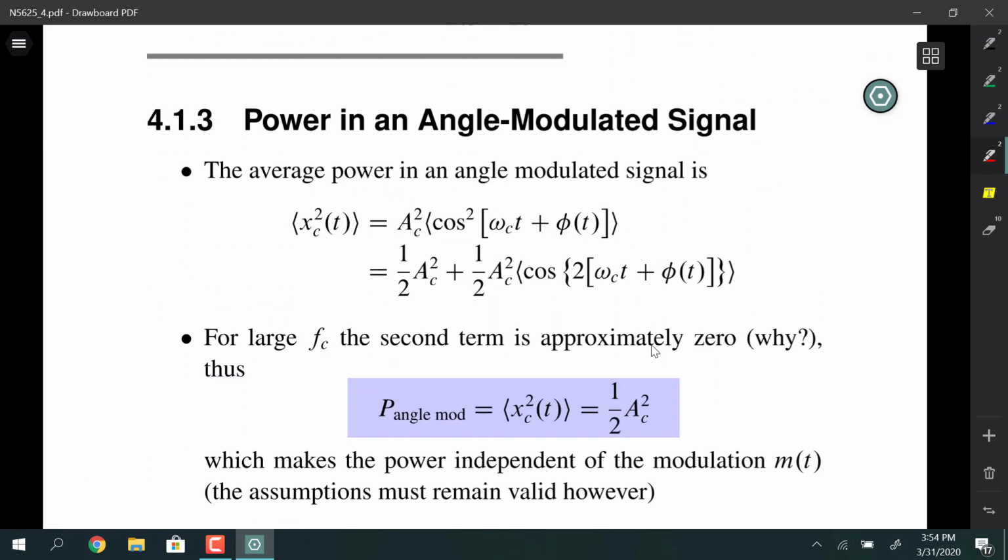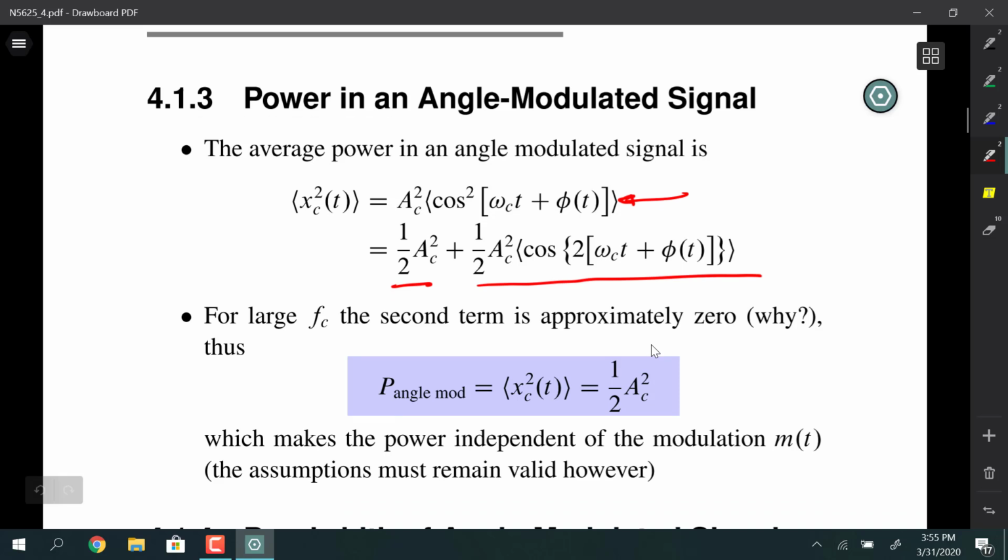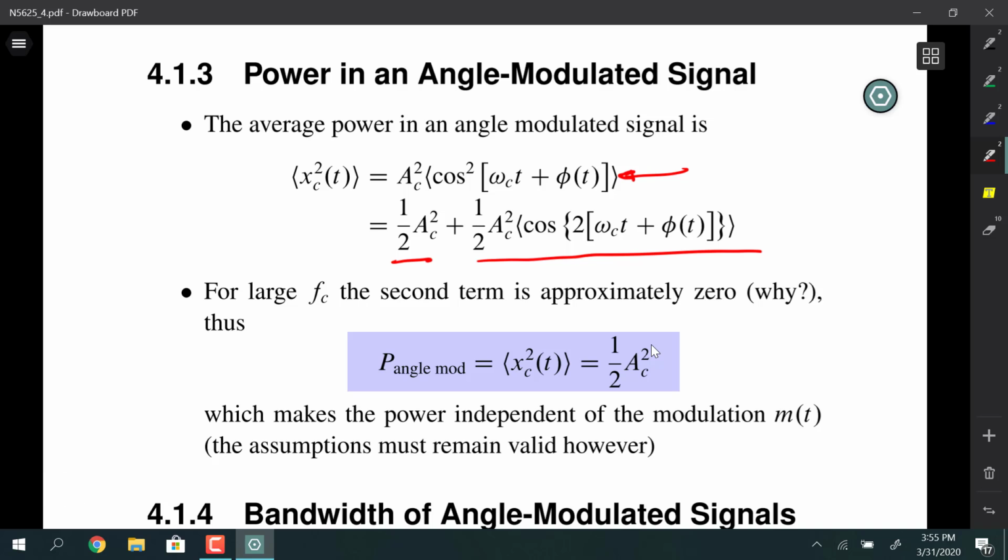Next question is, what is the power in an angle modulated signal? And this is deceptively simple. We just want to get the average power, and if we use our angle bracket notation, we're talking about what's going on right here. If you use the trig identity to find out what cosine squared is, you get 1/2 A_c squared. That's the first term, and the second term actually goes to 0 in this case.